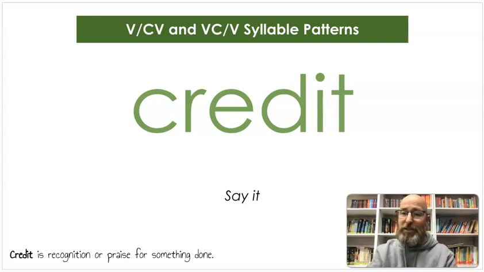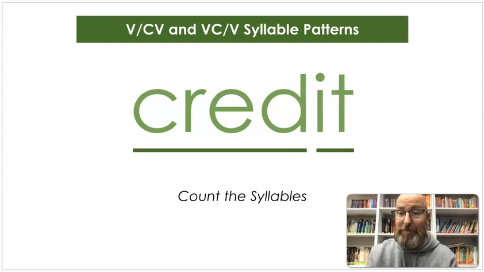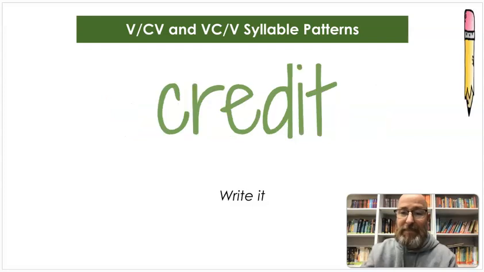Our next word is credit. Say credit. Credit is recognition or praise for something done. Let's count the syllables. Cred-it. Credit. Let's spell it. C-R-E-D-I-T. Credit. And let's write it.